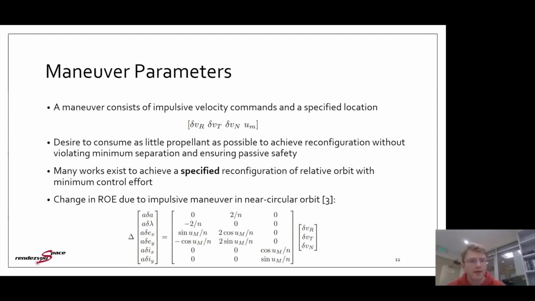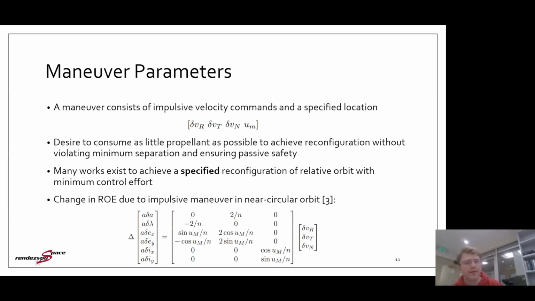Now I'll talk about what it means to generate a maneuver that will cause the separation and passive safety of the spacecraft system. When we talk about a maneuver, we want an impulsive velocity command. The impulsive velocity can be broken up and decomposed into the RTN components and a location where we want to perform this maneuver, which parameterizes the phase in the relative orbit.